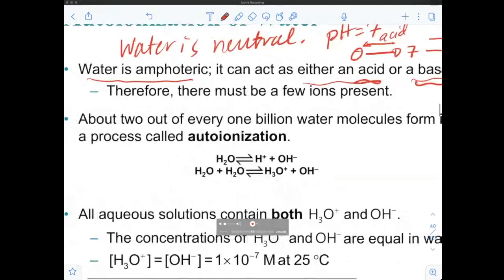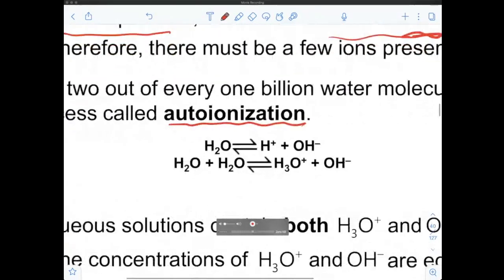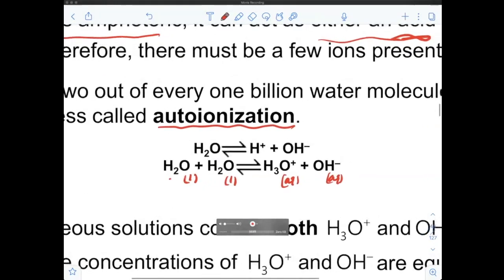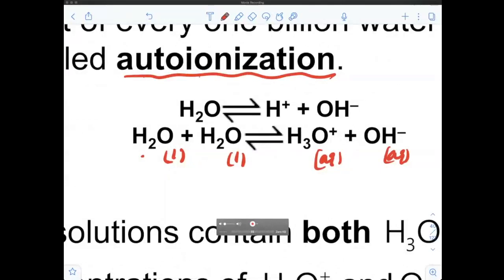We see that in something called the autoionization of water, where a water molecule, liquid, reacts with itself, liquid, to produce two ions, aqueous and aqueous. It's called autoionization because the water naturally just reacts with itself to produce ions. This happens automatically. And the ions that are produced are the acid ions and the base ions.